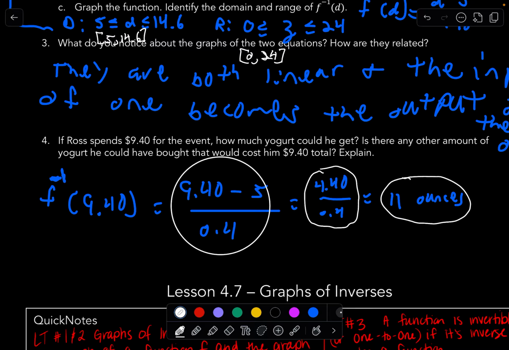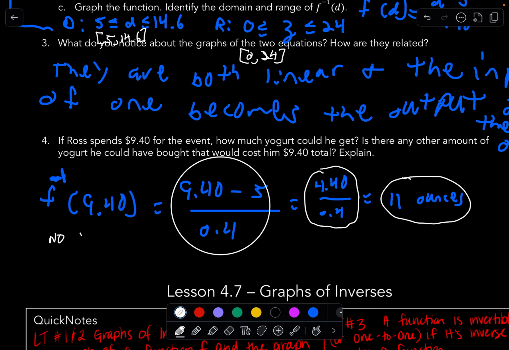which when you subtract 5 gives you $4.40 divided by 0.4, and that works out to be 11 ounces. So how many ounces of yogurt can you buy for the $9.40? 11 ounces. Are there any other amounts of yogurt you could buy with the same amount of money? And the answer is no.